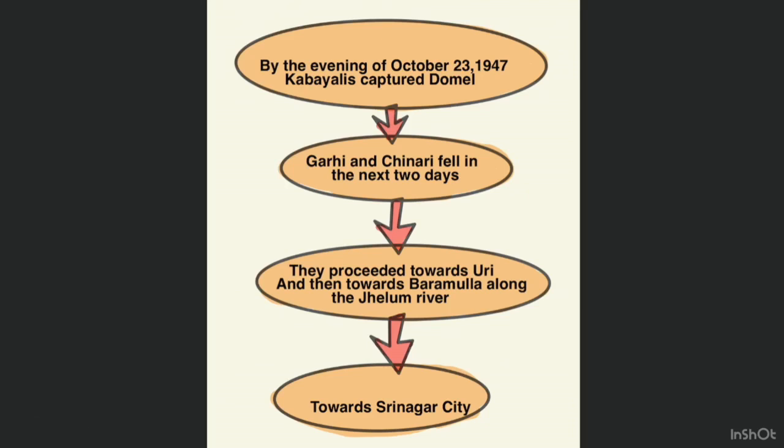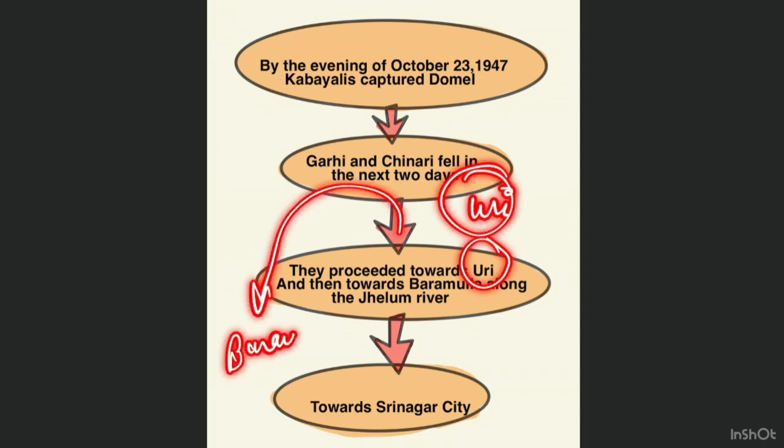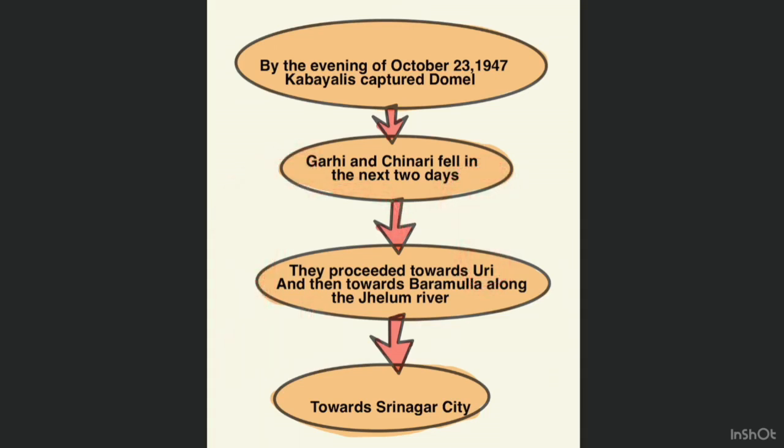Now let's understand further how these tribal invaders moved. By the evening of October 23, 1947, these Kabilis had captured Dumail. In the next 2 days, they captured Gadi as well as Chinari. These two areas also fell to the tribal invaders. Further, they proceeded to Uri, and from there to Baramulla along the Jhelum River, and after that to Srinagar city to eventually put siege to the throne of the Maharaja, Dogra ruler Maharaja Hari Singh.